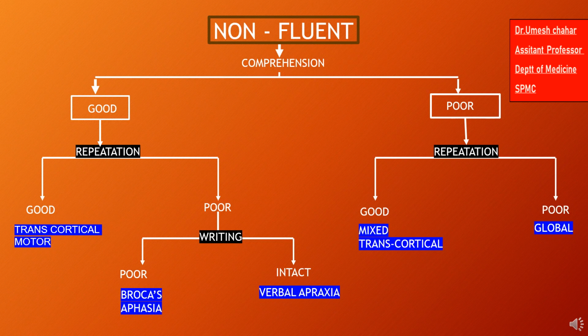If the repetition is poor, then we label it as global aphasia, which means that his word output is reduced, that is non-fluent, his comprehension is poor, and his repetition is also poor.